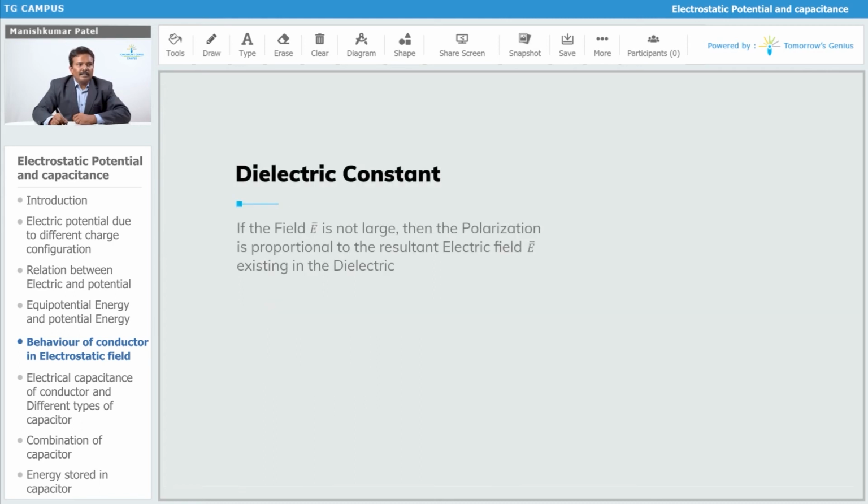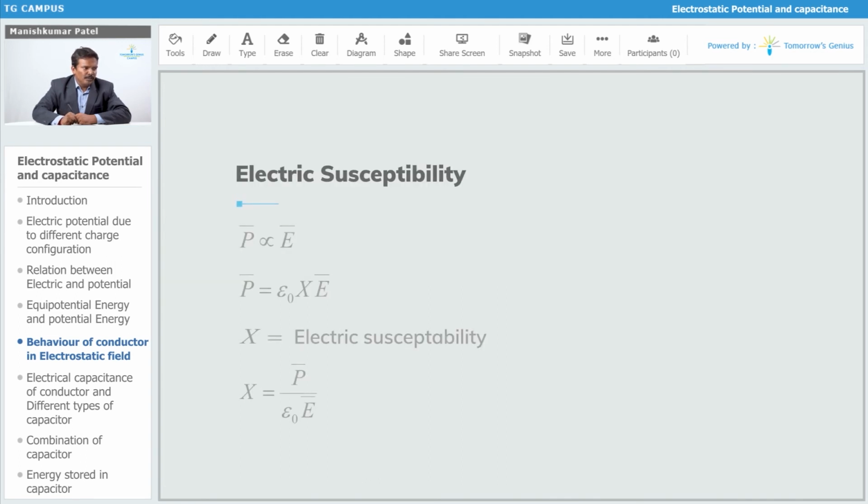Now, what is electric susceptibility? We know that polarization forms when the dielectric is placed in some external electric field. That polarization, the number of dipole moments forming per unit volume, is proportional to the external field. So we can write that P bar is directly proportional to E bar. Again, you can write P bar equals epsilon naught times the electric susceptibility times E bar. So you can write the susceptibility in terms of P and E.